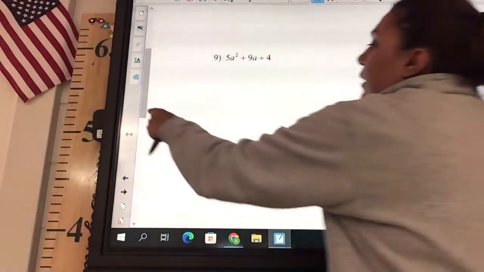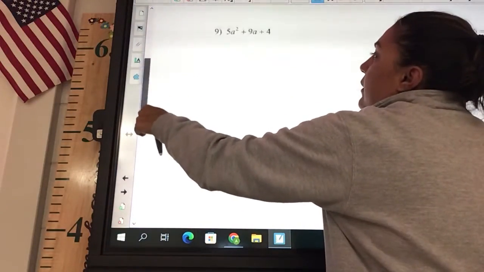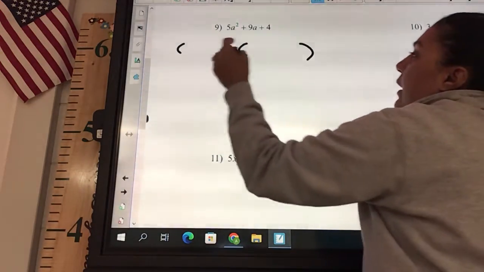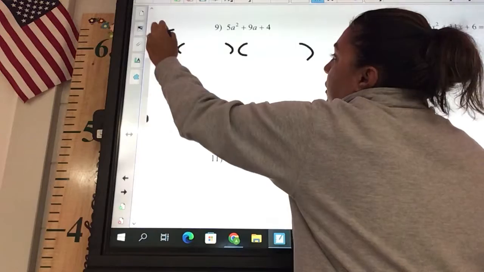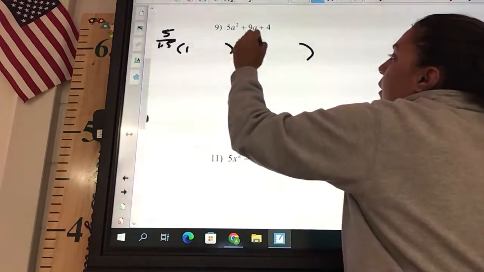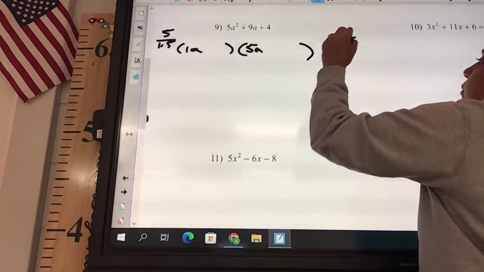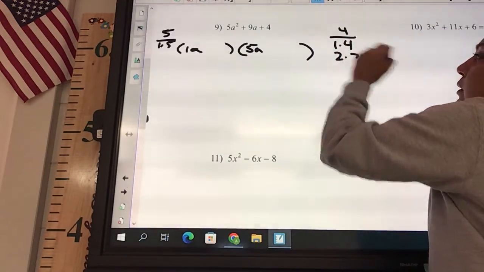Okay, number 9. I'm going to draw my parentheses. And my factors of 5 is just 1 and 5. So we're going to say 1 and 5, A and A. Okay, and then we got a 4. So we got 1 and 4, 2 and 2.